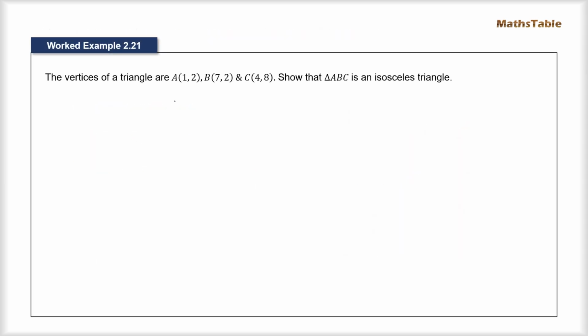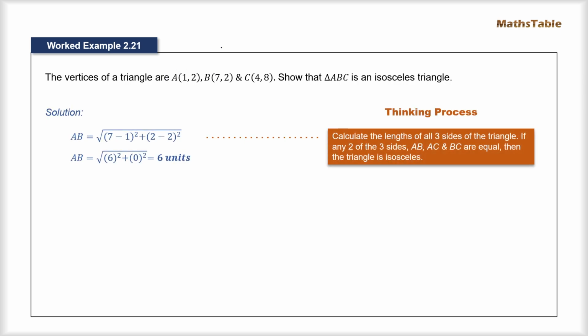Now let's check an example. Suppose that we have a triangle which is drawn on a coordinate graph with three vertices A, B, and C with coordinates shown here. And we have to prove that this triangle ABC is an isosceles triangle. Now we know that an isosceles triangle is a triangle which has two equal sides out of three. And any triangle has three sides. So for this triangle, we have three sides AB, AC, and BC.